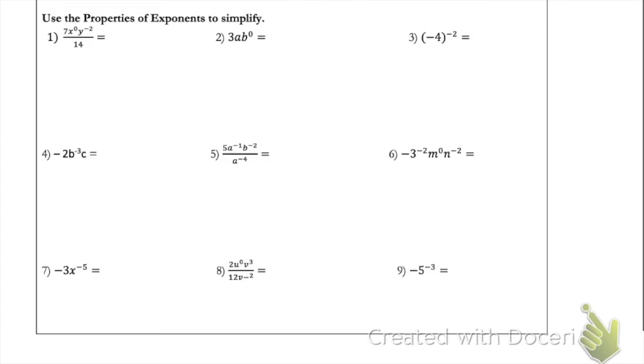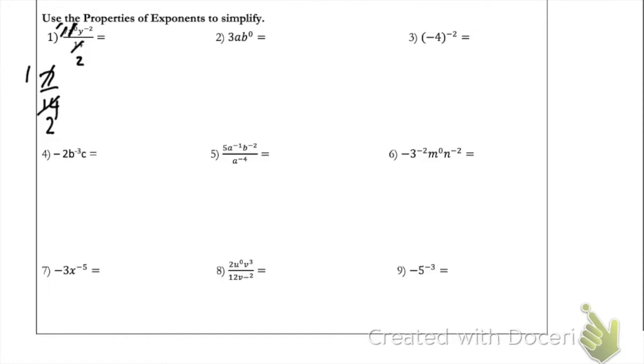Problem 1 has 7x to the 0, y to the negative 2 over 14. Okay, so 7 and 14, that's a fraction, right? 7 over 14. If you were to reduce it, you could reduce it by 7. So the numerator becomes a 1, because 7 divided by 7 is 1. The denominator will become a 2 because 14 divided by 7 is 2. X is to the 0. So if you go back to 1300B, you learned about 0 exponents. Remember, anytime you have a term raised to the 0, it always becomes a 1. So x to the 0 is just 1, right?